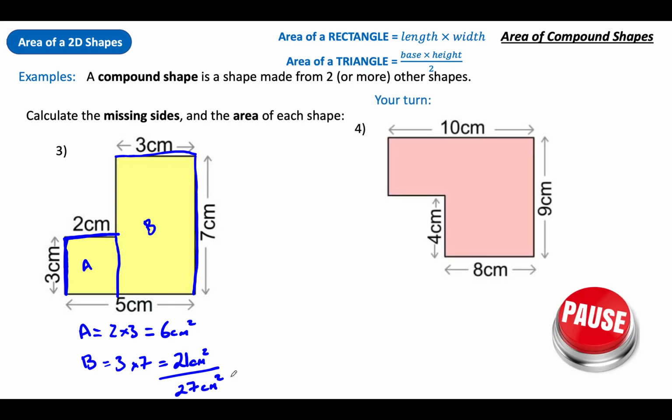Your turn again. So break it. I'm not going to break it for you this time. You can do it whichever way you want to break your shape, either that way or that way, whatever you think is easiest. And then find the area. Unpause when you're done.